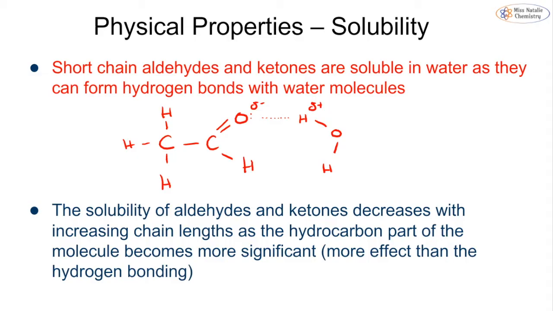However, as we increase the chain length, the hydrocarbon part becomes much more significant, and that overpowers the effect of the hydrogen bonding, so the solubility will decrease. The more hydrocarbon part that we have in the aldehydes and ketones, the less predominant this hydrogen bonding with water is. And once it starts to become less predominant, it becomes less soluble.